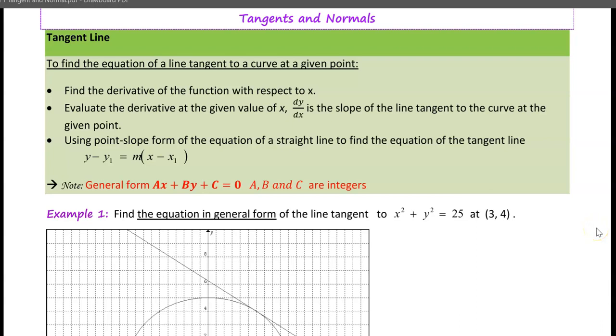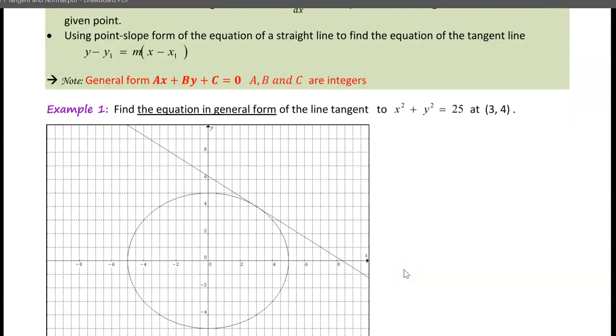Hello everyone. In this lesson, we will work with finding the equation of a line tangent to a curve at a given point. Finding the derivative of a function is more like finding the slope of a line tangent to a curve. If a point is given to you, then you can find the equation of that line. So I summarized the steps into this chart for everyone.